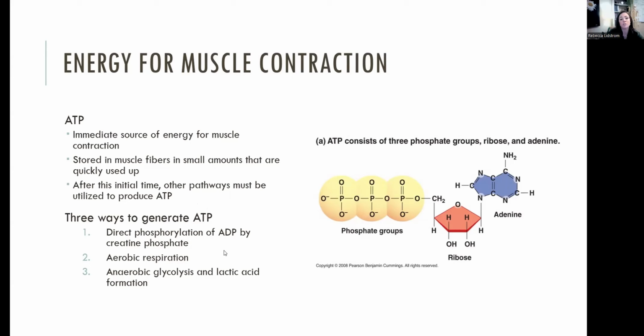So if we are to do phosphorylation of ADP by creatine phosphate, we're going to add a phosphate to this adenosine diphosphate and make it adenosine triphosphate. We can do that by creatine or phosphocreatine, so we have a creatine with a phosphate attached to it.